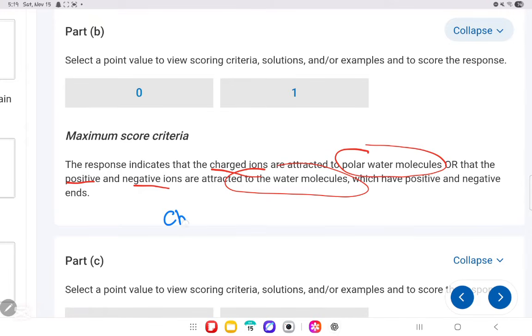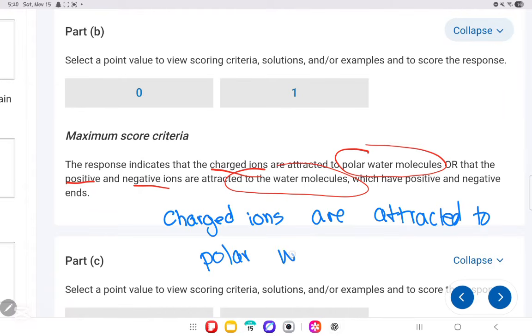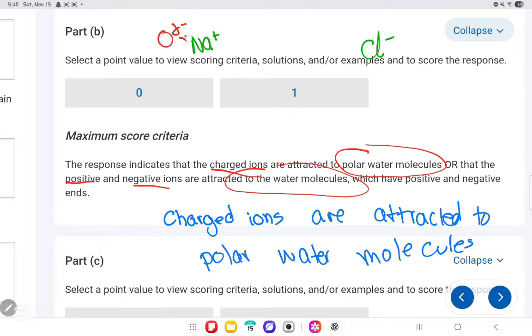So you can say that charged ions, okay, are attracted to polar water molecules. What does this mean? This means I have my Na+ and I have my Cl-. It's soluble in water because my water molecule, which is O, which has a partial negative, right? It will attract to my Na+. And then what do I have left? I have my H+ and my H+, okay?